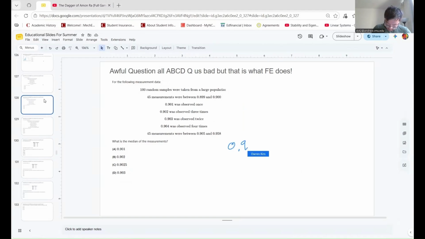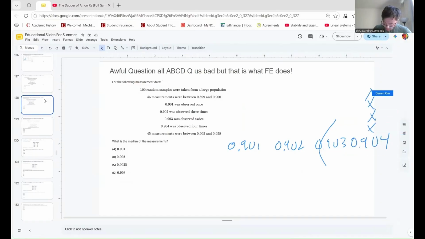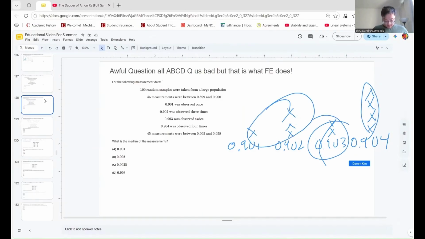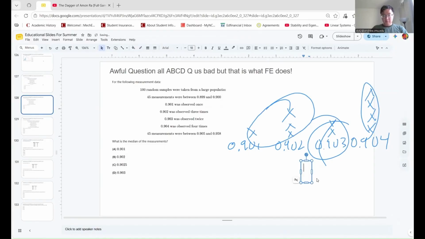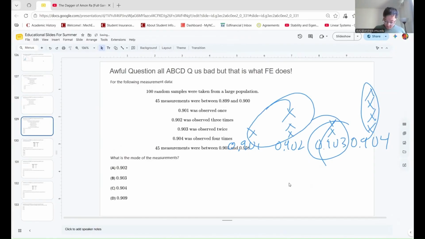So 0.901, 0.902, 0.903. We're doing the probability section. 0.904, 1, 2, 3, 4, 1, 2. Here's 1, 2, 3, 1. So these four cancel out these four, so it must be D. Clearly, it must be D. Over here, this is the most, so it must be C.